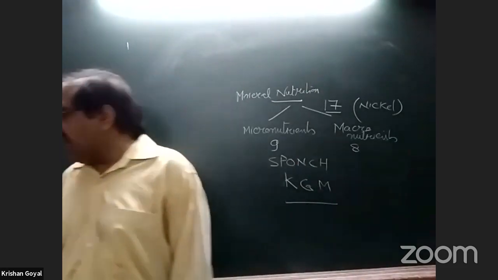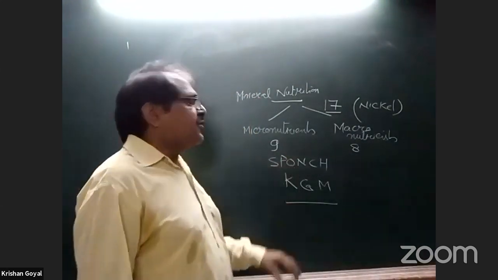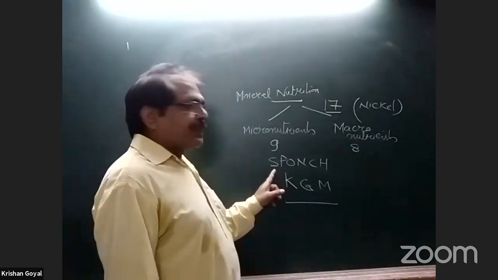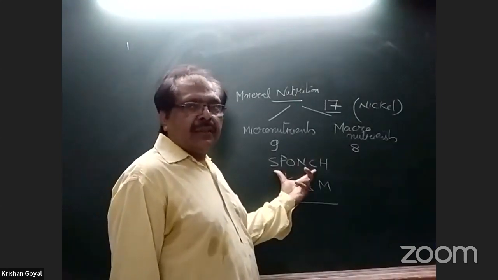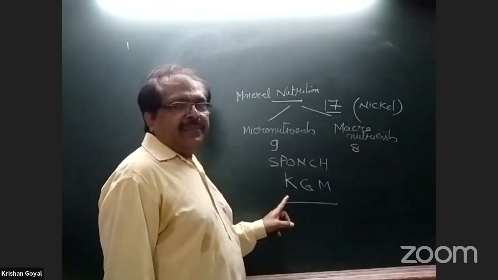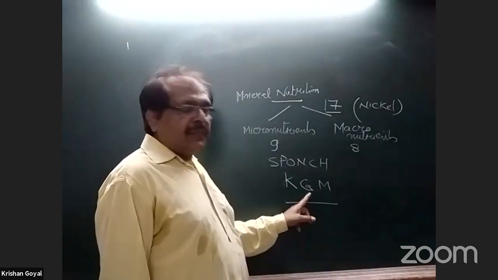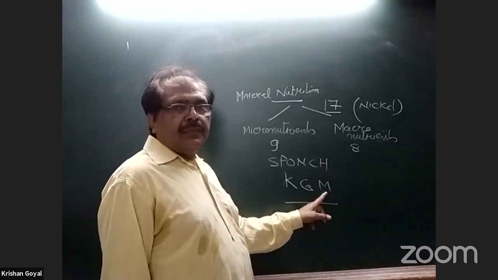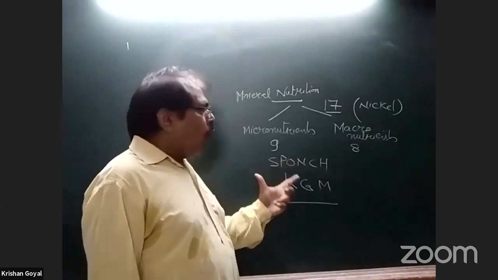So these are the 9 elements. Again, I just tell you 9 elements which are considered to be the major elements. SPONK, it is easy to remember. These are the 6 major elements. Then comes K. K means potassium. Ca means calcium. M means magnesium. These are the 9.